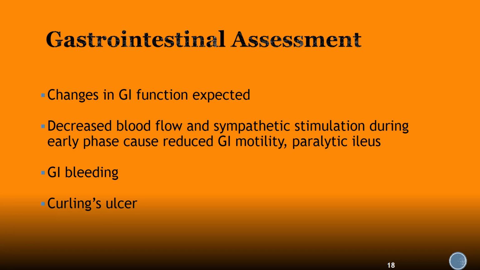This stress can lead to Curling's ulcer. Curling's ulcer is an acute ulcer that usually occurs within 24 hours of the stress of a burn. It's an ulcer that occurs in the stomach or duodenum. You're looking for signs of bleeding or gastric ulcer, looking for hematemesis, or blood in the vomit, or melena, or blood in the stools. It can be occult or non-occult.